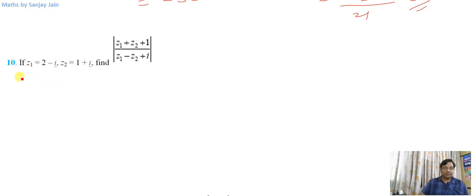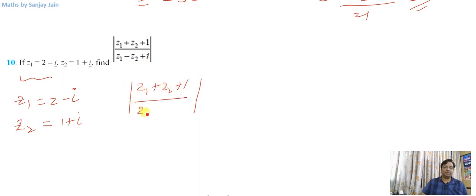Z1 is given as 2 minus iota, Z2 is given as 1 plus iota, and I need to find mod of this expression here, Z1 plus Z2 plus 1 divided by Z1 minus Z2 plus iota. This is iota. Okay, so I'll write the numerator Z1 plus Z2. So sum of these, this is 2 minus iota and this is 1 plus iota. So sum will be 3 only, right? Because iota will get cancelled.